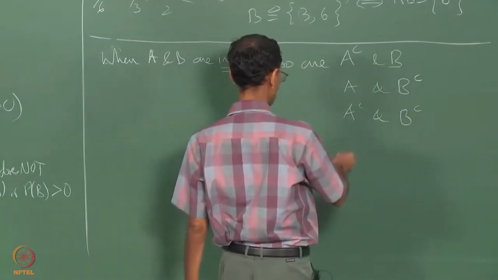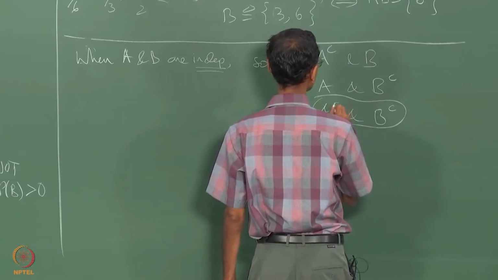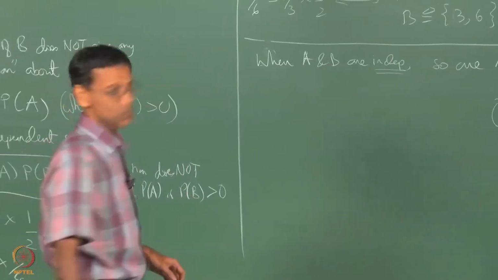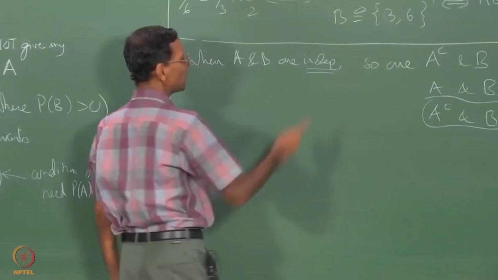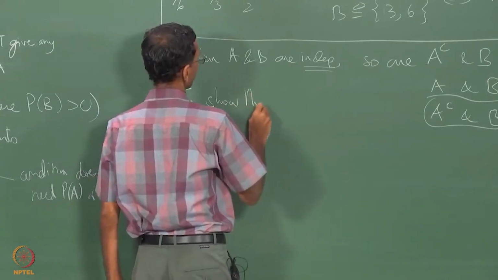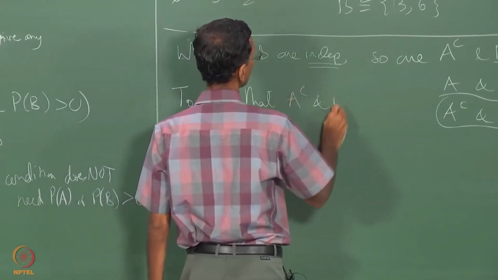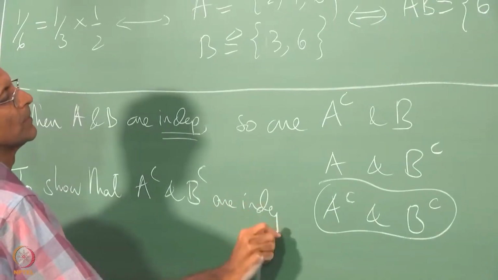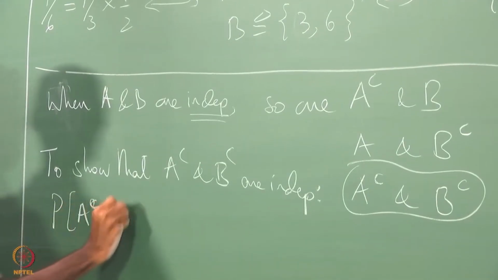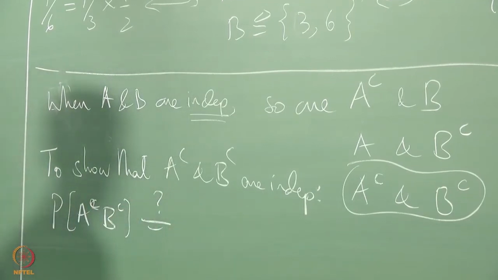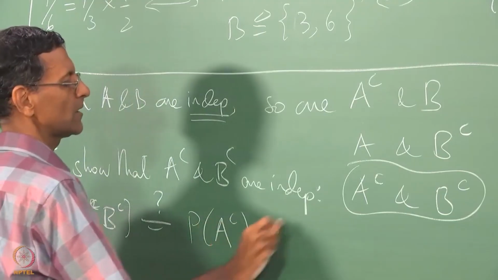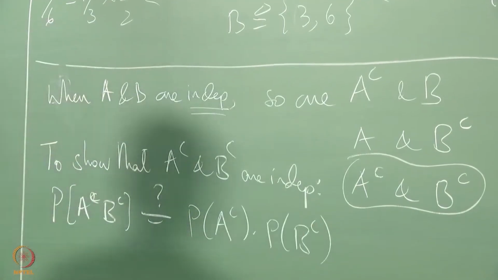So to prove or to understand this a little more, let's focus on this example of A complement and B complement. Let's take that. The others you can do by yourselves. So what we have to show is that A complement and B complement are independent. What do you want to do? You need to show, is it true that P of A complement B complement equals, I'll put a question mark here about the equality sign, which is what we are trying to show. We want to show that this is the same as P of A complement multiplied by P of B complement. This is what we have to show.